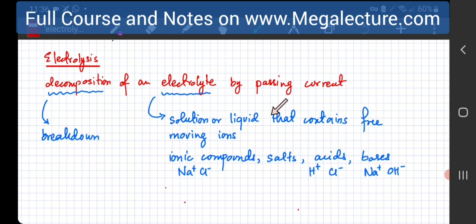It's a solution or a liquid that contains free moving ions. So it's got a lot of ions that are freely moving around. They're basically ionic compounds like NaCl, which has Na+ and Cl-. Acids, for example HCl, which has H+ and Cl-. Or you're going to have your bases, hydroxides, oxides. But electrolysis is only possible if you have free moving ions. Free moving ions can only exist in a liquid or molten state, or you can have an aqueous state.